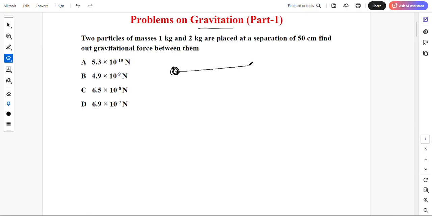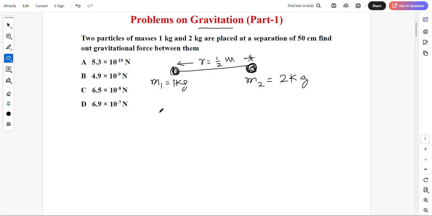This is M1 and this is M2. M1 is given as 1 kg and M2 is 2 kg. They are at a distance of 50 centimeters or 0.5 meter, that is 1 by 2 meter. Now you are supposed to calculate what?